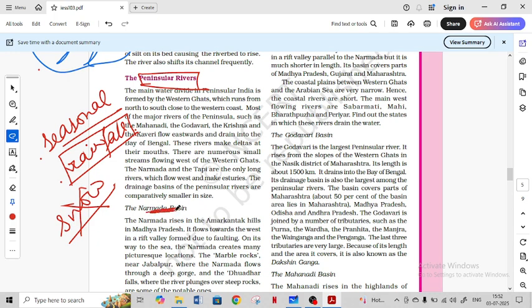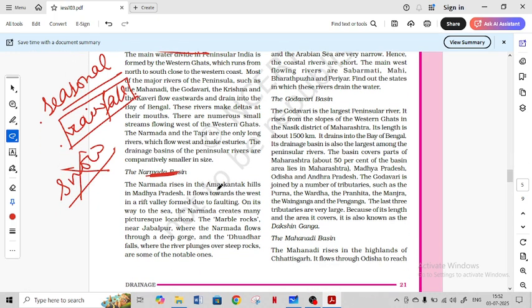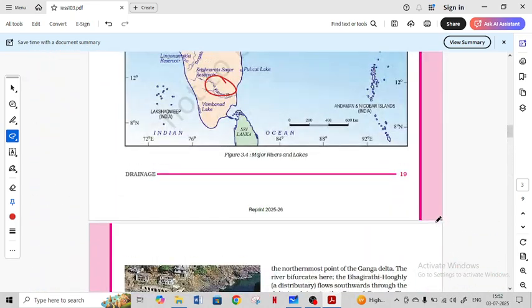So we are talking about peninsular rivers. The first is Narmada. Narmada rises in the Amarkantak Hills, again very important, in Madhya Pradesh. It flows towards the west in a rift valley formed due to faulting. We'll talk about folding and faulting in separate videos. Just for a basic example, how does a fault form? Let's say this is a surface and a crack develops, and one part of the land remains in its location and the other part subsides down. So there is a fault which appears, and from this fault rivers can flow because the gradient is towards the Arabian Sea. So let's see the map once again.